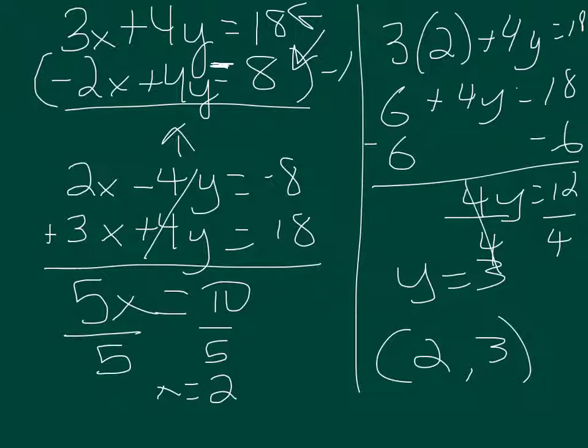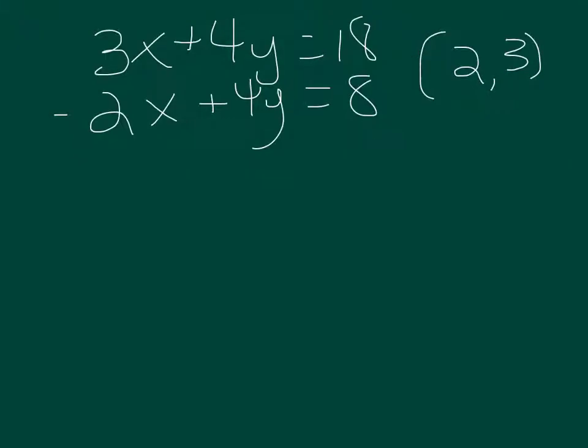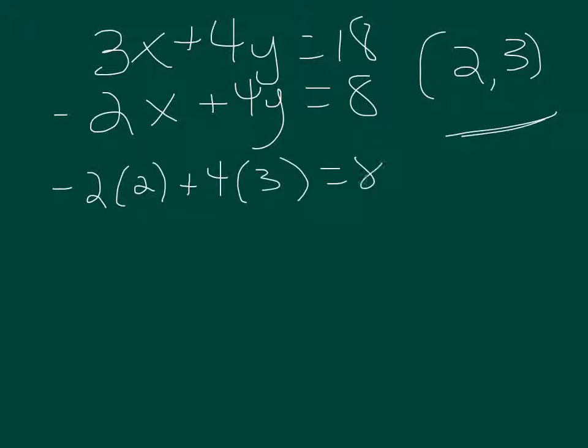And of course, we must check it. So we're going to go to a new screen. So I've copied our original equations down, and I've written our solutions down as well. We're just going to substitute it into the second equation. So negative 2 times 2 plus 4 times 3 equals 8. Negative 4 plus 12 equals 8, and 8 is equal to 8. Check. And let's do the next equation.